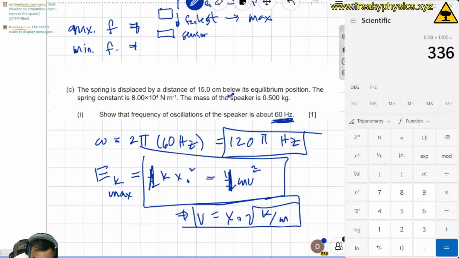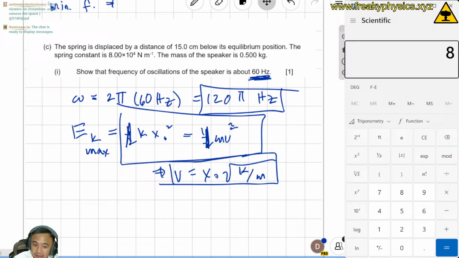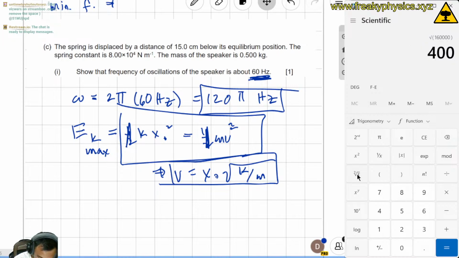The amplitude is 0.15 meters. The mass is 0.5 kilograms, and then the spring constant is given as 8 times 10 to the 4. So what's K over M? Let's just put that in the calculator straight away. K over M would be 8 exponent 4 divided by the mass of 0.5. We take the square root of that, that's 400. And we multiply that by 0.15 meters. The velocity is gonna give us 60 meters per second.